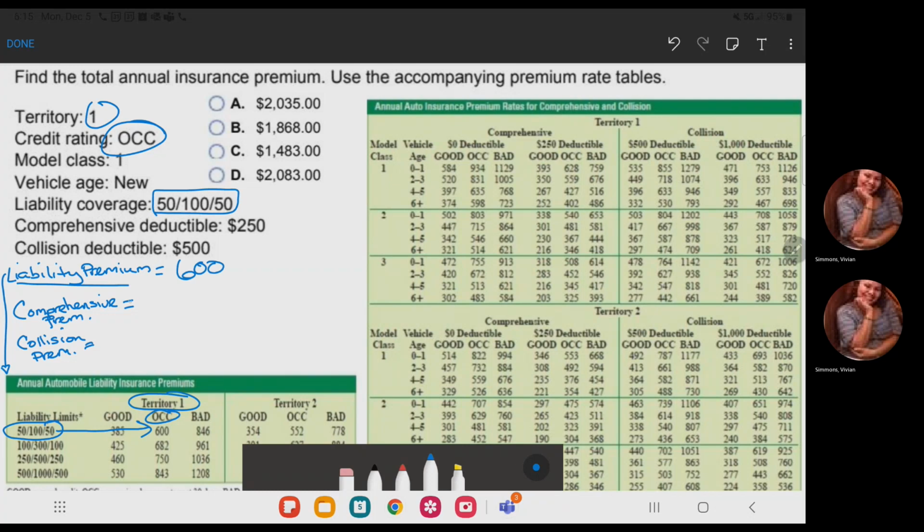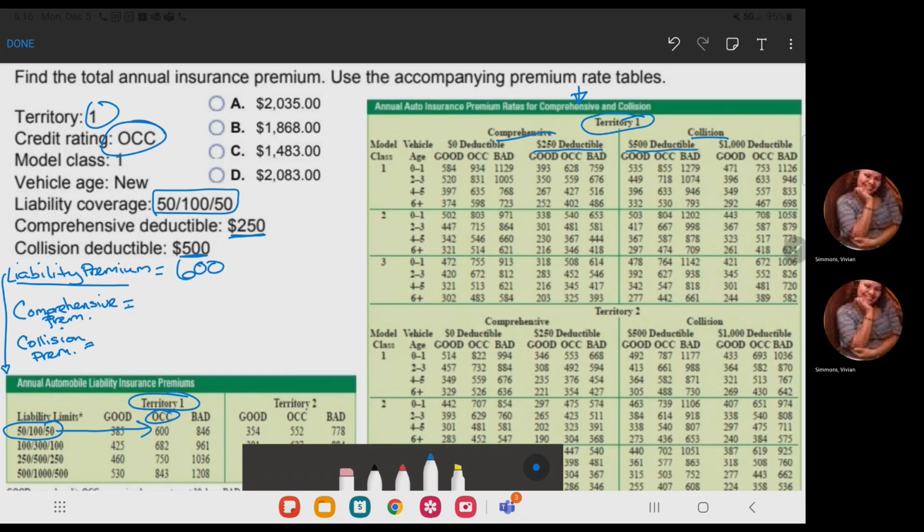So now comprehensive. Comprehensive and collision are both using the big table, the one on the right. So now I look at territory 1 because I'm still in territory 1. I got comprehensive and collision both next to each other. Now what I need from that are the deductibles. So comprehensive is 250, collision 500.